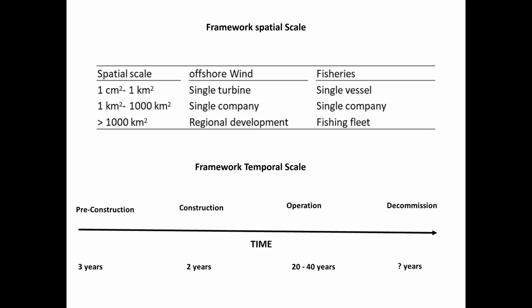Here, you're going to have three scales. The scale of the centimeter to the kilometer would be a single turbine or a vessel. From 1 square kilometer to 1,000 square kilometers would be a company, either a wind farm company or a fishing company, where the fleet somewhat fishes together. And then greater than 1,000 square kilometers is really a regional impact: the entire fleet or a number of wind farm companies making up the region. You also have to think about it on the temporal scale.